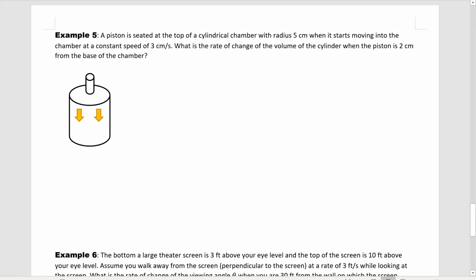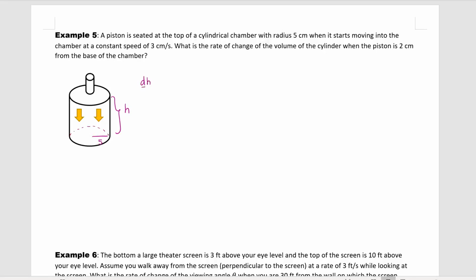Okay, example 5. A piston is seated at the top of a cylindrical chamber with radius 5 centimeters. So we know the radius is 5, and that is fixed, so we don't need to give it a variable. Just put 5 there. It starts moving into the chamber at a constant speed of 3 centimeters per second. So you can see the height is changing.